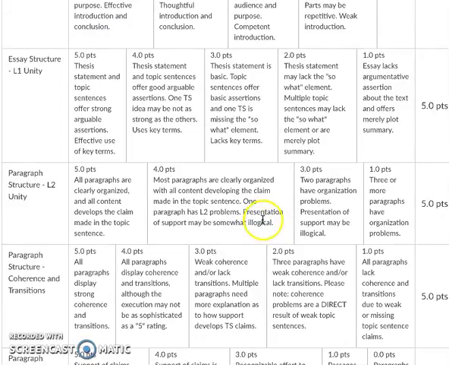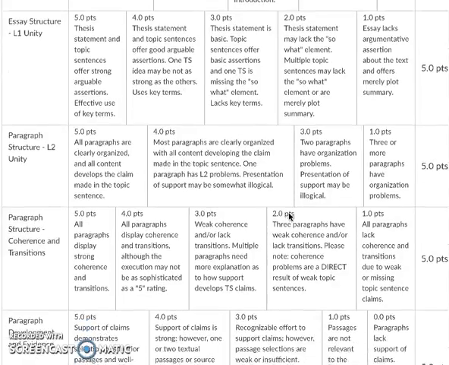The one thing that you might want to be looking for is the presentation of your evidence. It might be somewhat illogical, so always be thinking about the order that you're presenting your support and that it has some sort of logical reason for putting one piece of support ahead of another piece of support.